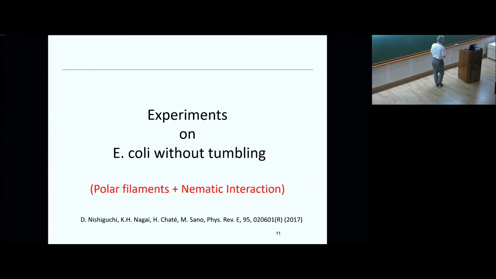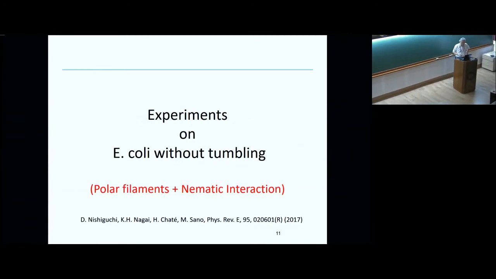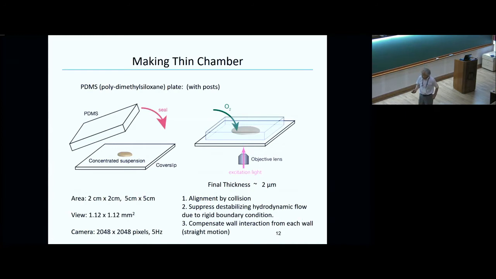Okay, now I explain about the experiment on filamentous bacteria. Here we use bacteria as a polar element, a filament. And we use a very special long filamentous bacteria, so they have nematic interaction. We inhibit cell division by using antibiotic, and then normal E. coli can elongate up to, for instance, 20 micrometers. Then we also use a mutant which cannot tumble, so they move only straight in their head direction.